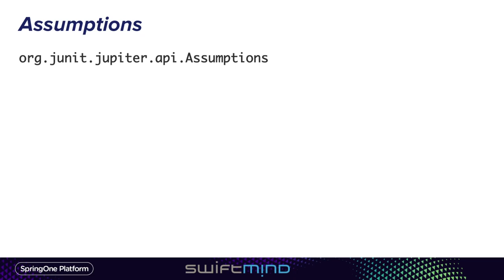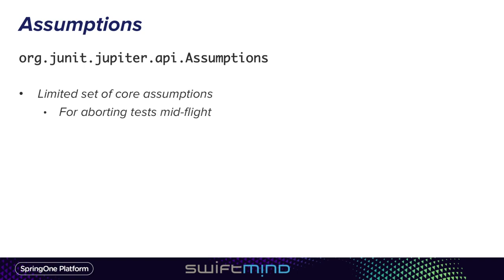Basically building on the concepts from JUnit 4 there. This is in the Assumptions class. A limited set of core assumptions. Again, this is for aborting tests mid-flight. So a test condition would have a test skipped before the test is executed, and an assumption that fails is going to abort a test mid-flight. So the test has already started, and then for some reason you decide you don't want to continue because this file's not there, or this isn't available on this server, or something like that.